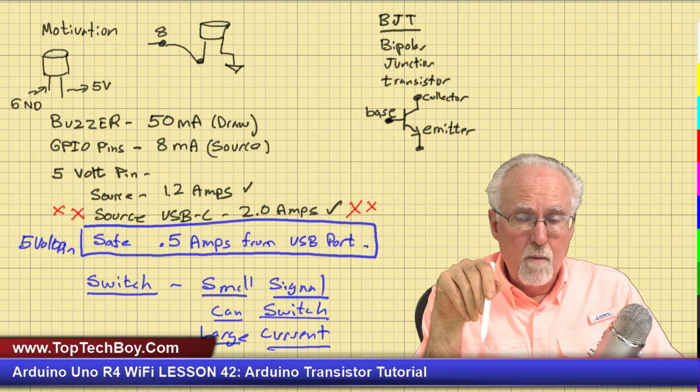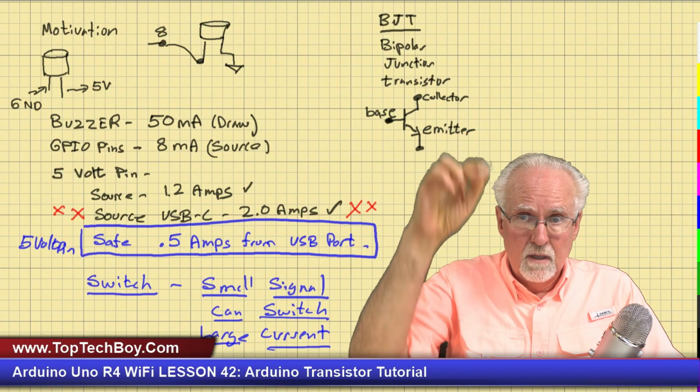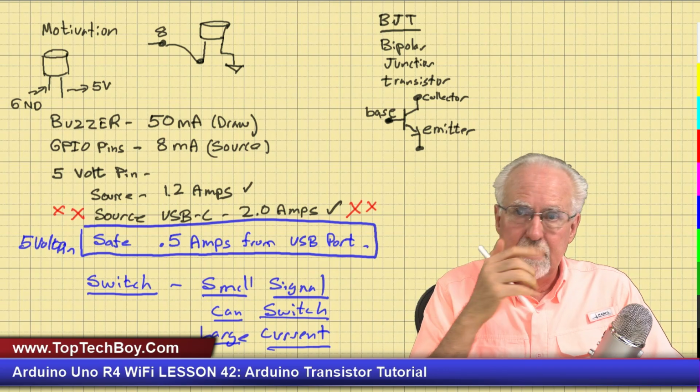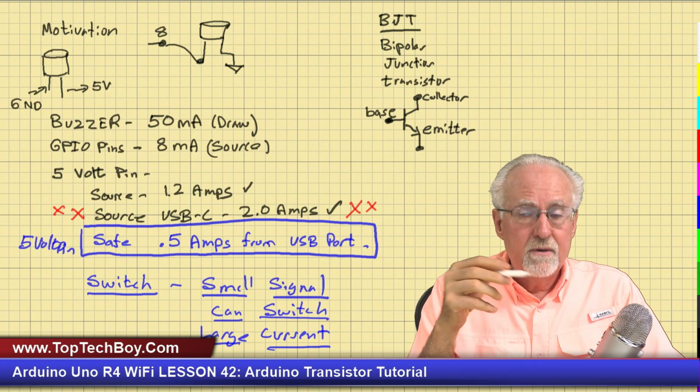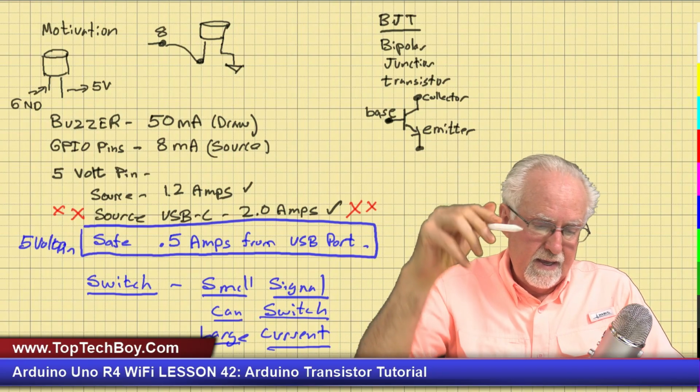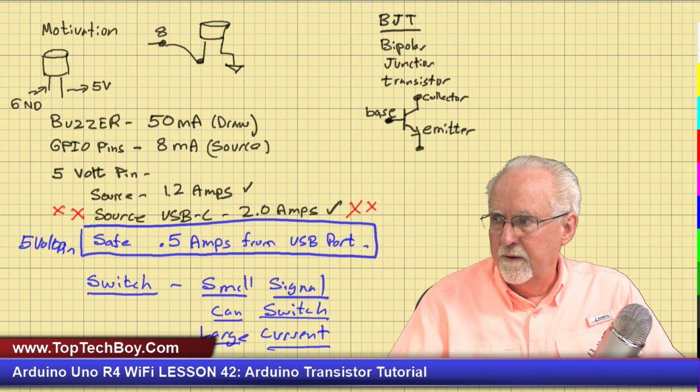A small base current will turn the transistor on, and then you can draw a large current from the collector through the transistor out the emitter. So a small current turned on and off will turn on a large current in the collector emitter part of the circuit. Okay?